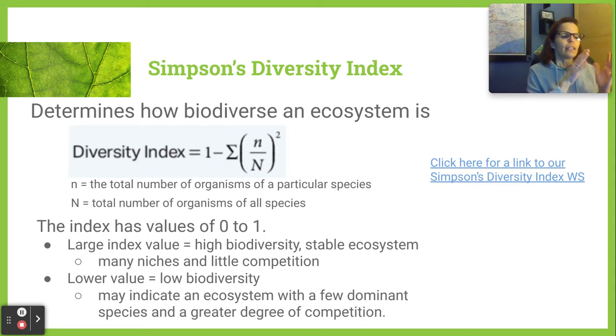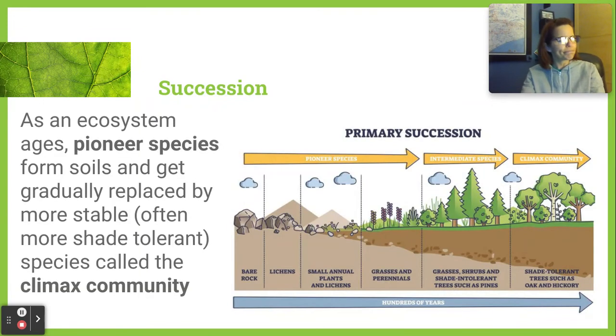Things you need to know: the index is always between 0 and 1. That's how you know you've done it correctly. A large value, closer to the number 1, means you have high biodiversity. That's good. So a Simpson's Diversity Index that's high is good news for the ecosystem. Lower values, closer to 0, are bad. Something like a monoculture would have a super, super low Simpson's diversity.